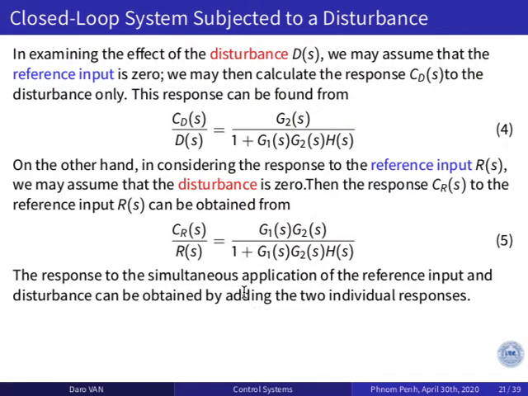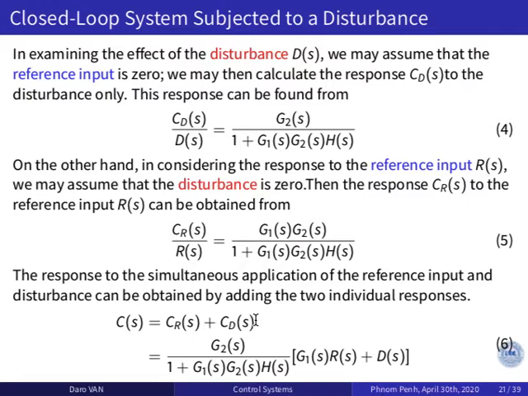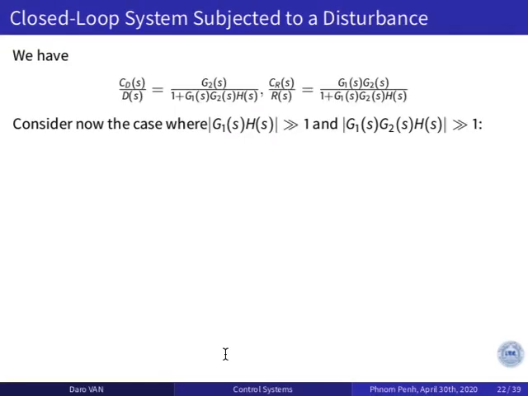The response to the simultaneous application of the reference input and the disturbance can then be obtained by adding the two individual responses. Because this is an LTI system, a linear time invariant system, we can add these signals together, and the response E(s) can be obtained like this. So far we have the ratio C_D(s) over D(s) equal to this one, and C_R(s) over R(s) equal to this one.